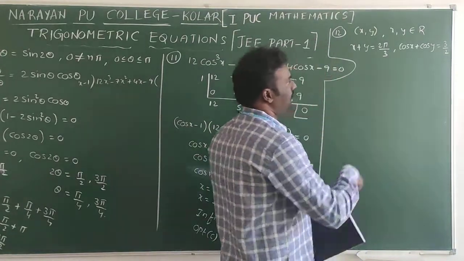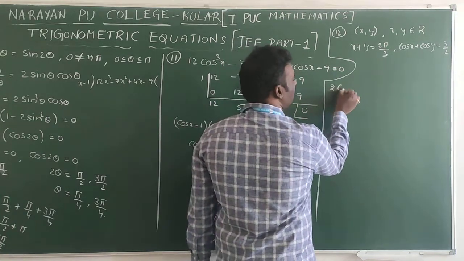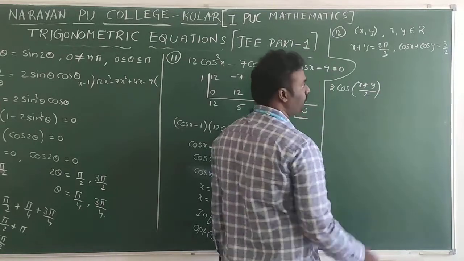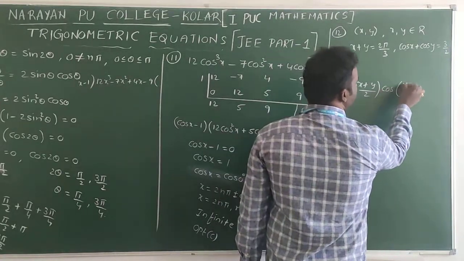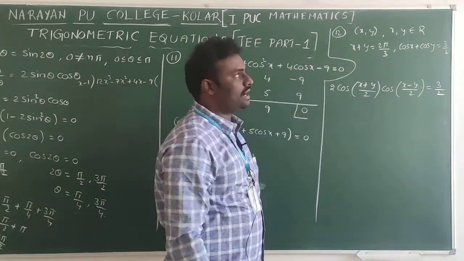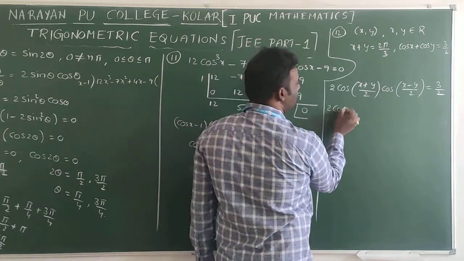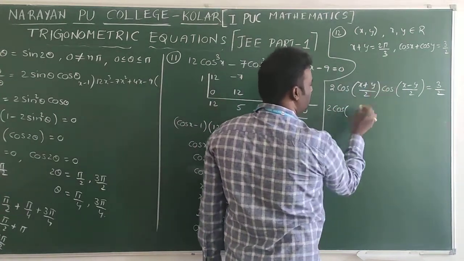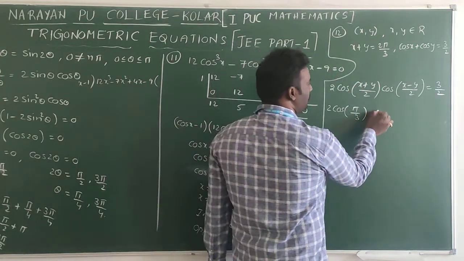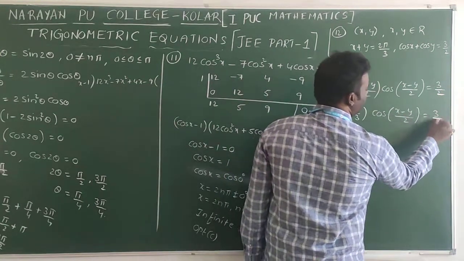See here, I can apply this in the form of cos C plus cos D. That is nothing but 2 cos((C+D)/2) cos((C−D)/2) equals 3/2. Already we know the x plus y value. Substitute here: 2 cos((2π/3)/2), that is nothing but π/3, into cos((x−y)/2) equals 3/2.